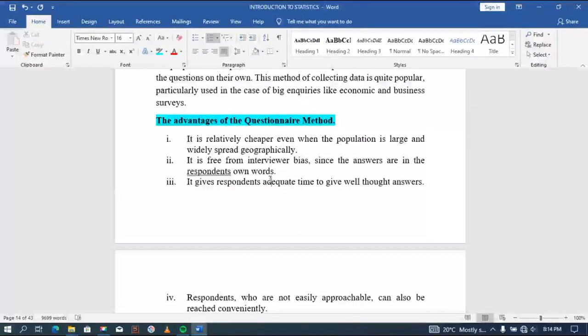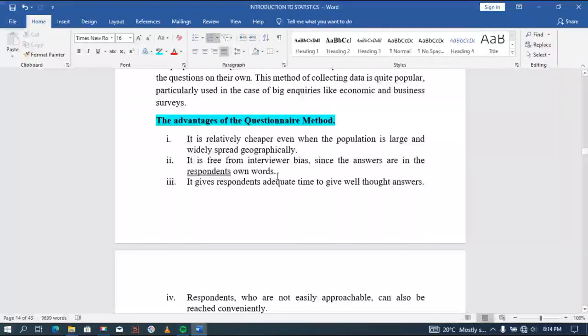You find that the method requires less cost. Given, for example, you find that a questionnaire may be simply sent to the intended respondent via mail. And this person will have to answer the questionnaire and then send it back via mail. So you find that in such a case, less costs are incurred.